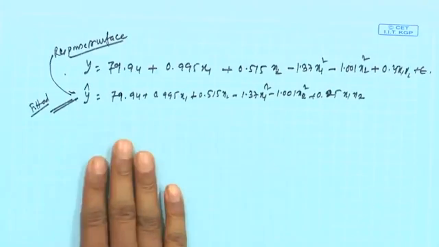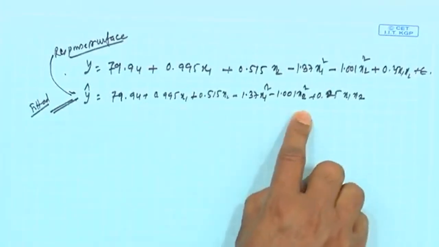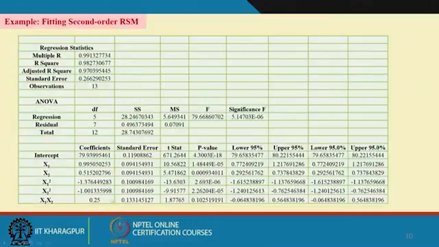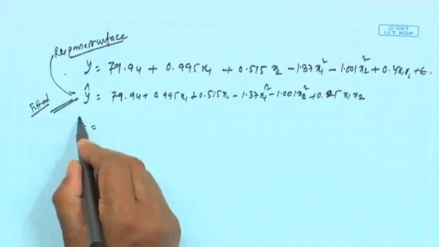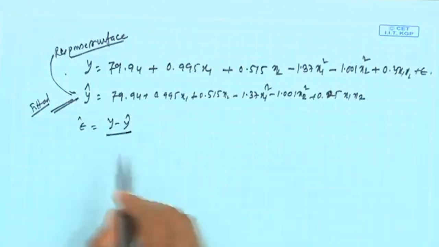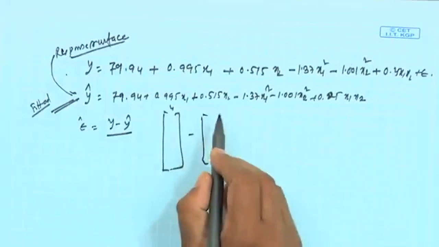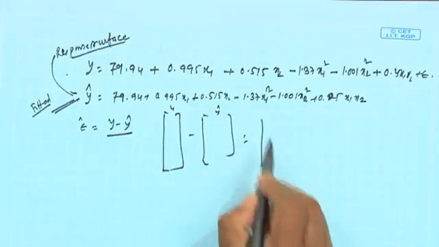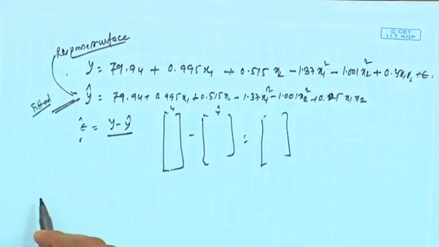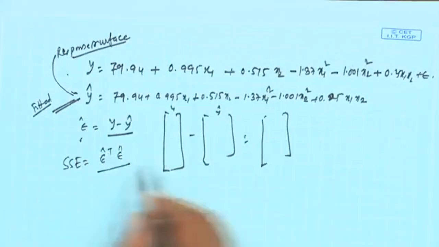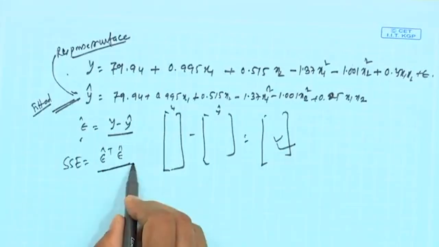adequate or not, and next is whether the parameters estimated are significant or not. So, let us do this. Using that regression procedure, what you require to do? Here you first find out epsilon cap, which is y minus y cap. So, that means you have the 13 observations for y minus 13 observations for y cap, then it will give you the 13 epsilon cap values. Then you find out SSE. SSE will be epsilon cap transpose epsilon cap. So, it will give you SSE.